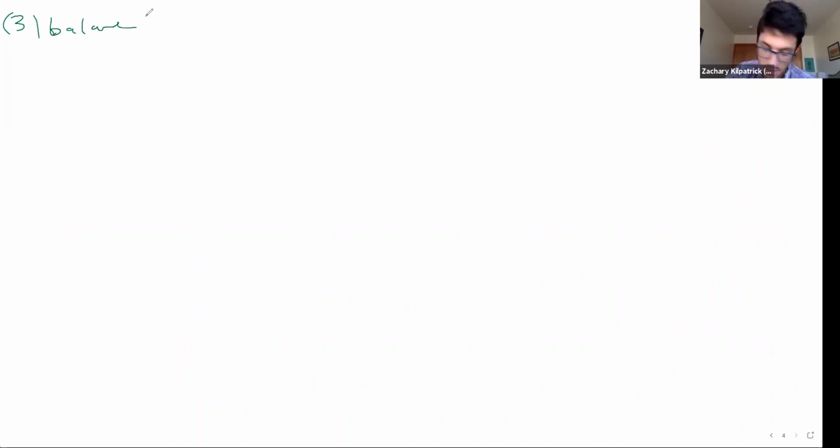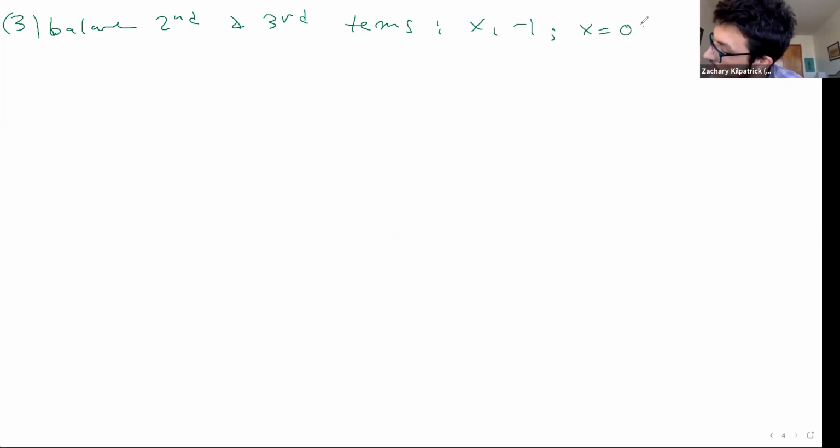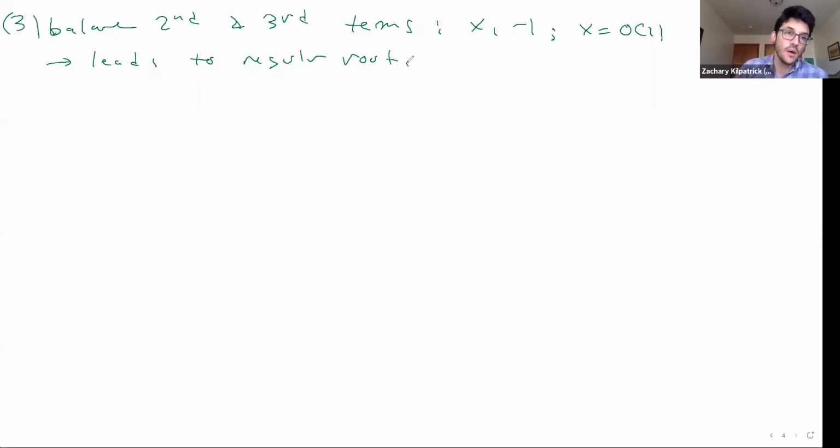Third case is balance your second and third terms, okay? And in this case, we would have x and minus one, right? So x is just going to be order one. And as we found before, this leads to our regular root, okay? So another approach, usually quicker, may be the best one to try in situations where you don't have that many combinations to check, only 3 combinations to check in this case. All right.